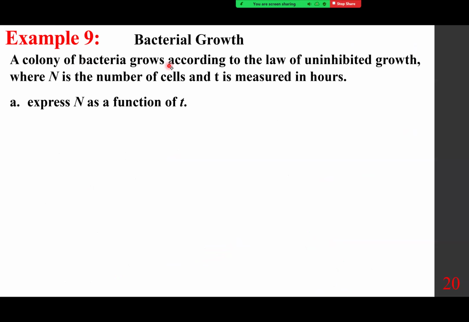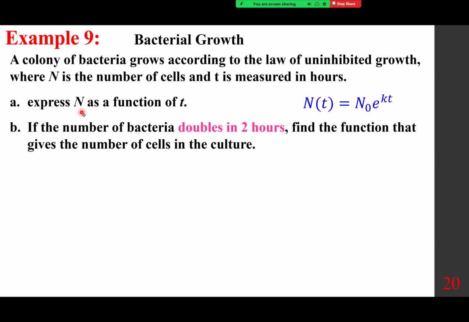A colony of bacteria grows according to the law of uninhibited growth, where n is the number of cells and t is measured in hours. Express n as a function of t. Okay, so that's the general form. If the number of bacteria doubles in 2 hours, find the function that gives the number of cells in the culture. And you can establish just the way we did it before. You don't have to, class, okay? You can just use the formula that was mentioned in the previous page.